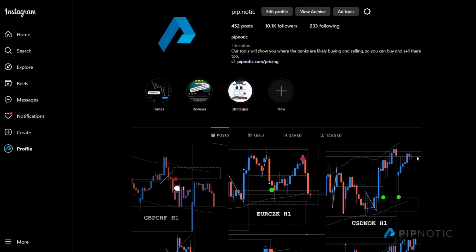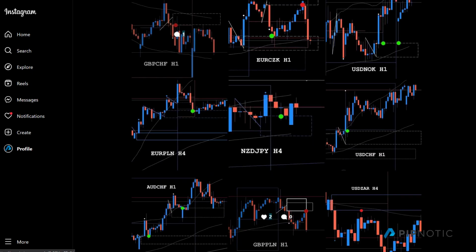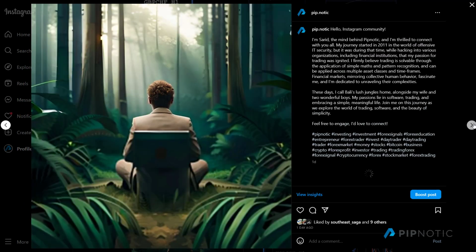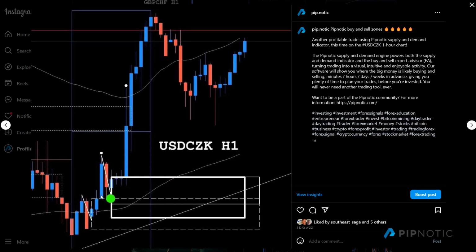Okay, and you'll notice that this is happening over and over again. We had another one here. This one just here, 1, maybe 2 periods, 2 hours after the formation of this hourly zone down here, price tested it, and then we ran.